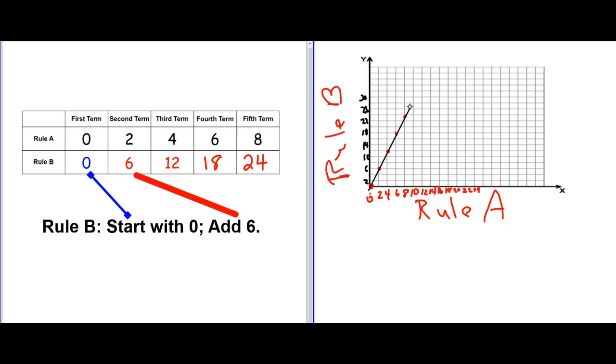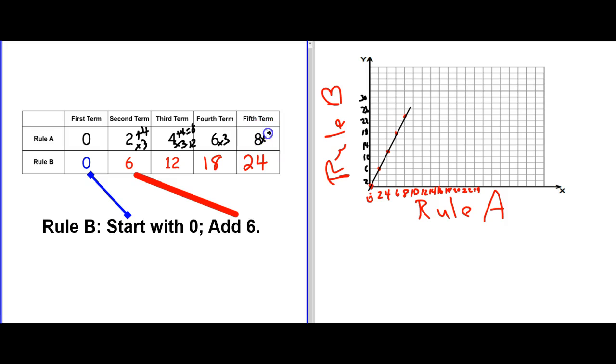Well, from rule A to rule B, it goes from 2 to 6 and then 4 to 12. So we have to find the connection. We know it's increasing, so it's either plus 4 or it is times 3. So we have to check both of them. So 2 plus 4 is 6. 4 plus 4, oh, that's 8. So let's go check our other one. 2 times 3 is 6. 4 times 3 is 12. Looks like it's times 3, but let's check it the whole way.